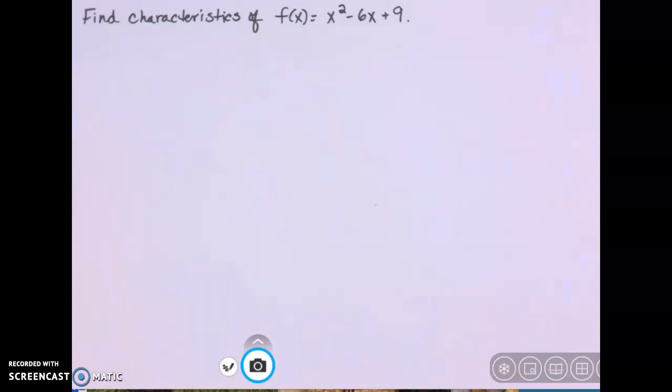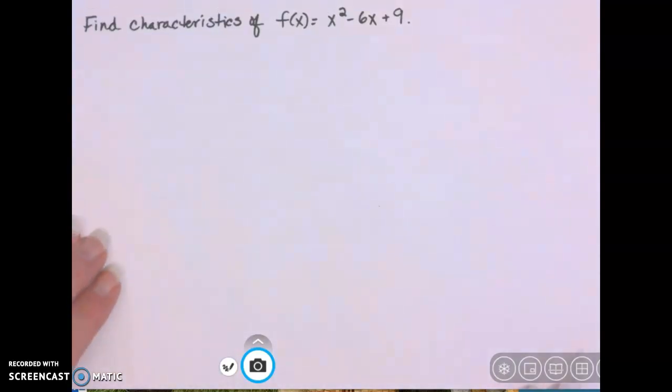So we are given a quadratic function, and we want to find the characteristics of that function, use it to construct a graph, and then answer questions about domain, range, and intervals where it's increasing and decreasing. So the first thing we need to determine is the general shape. Does it open up or open down?